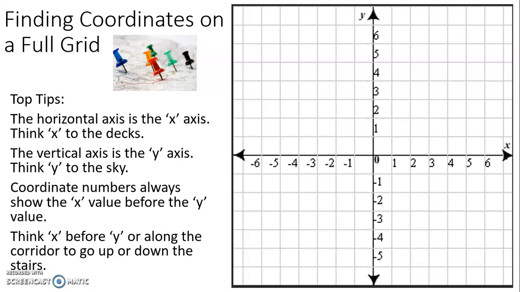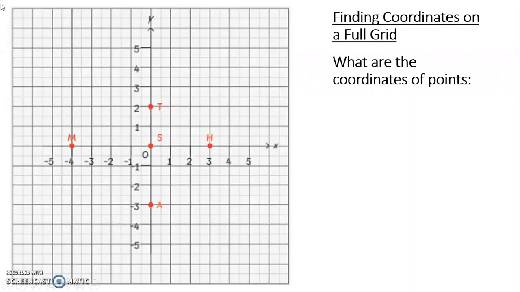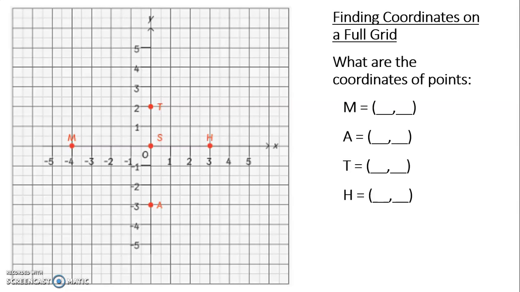Right, let's move on to the first question. It's asking us for the coordinate points of M, A, T, H, S, and it's saying to put an exclamation mark on the grid at -4, 2. So let's remember, we go along the corridor and then up the stairs. Let's go along the corridor to M. So let's go along the x-axis. So we get to -4. And then do we need to go up or down the stairs? No, because it's on 0. So that is -4 and 0.